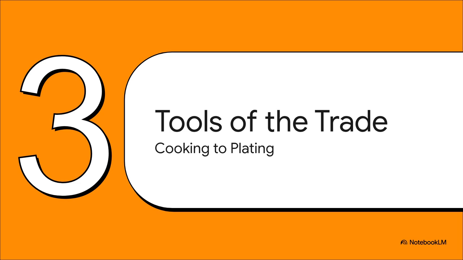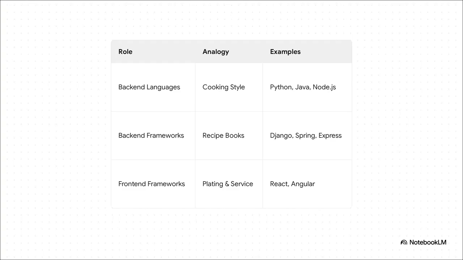Okay, so every good manager needs to know their tools, right? From the stoves in the kitchen to the forks in the dining room. It's the same for a full stack developer. They have to be fluent with the tools for both sides of the house. Let's break down their toolkit. You can think of back-end languages like Python or Java as the fundamental cooking style. Is it French, Italian? What's the approach? Then you have back-end frameworks like Django. Those are the recipe books that provide structure and make things repeatable. And finally, you've got the front-end frameworks like React. That's all about the plating and service, how the final dish looks and is presented to the guest. A full-stack developer knows how all of these pieces fit together to make a great meal.